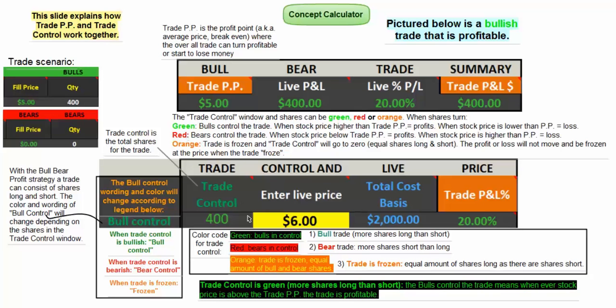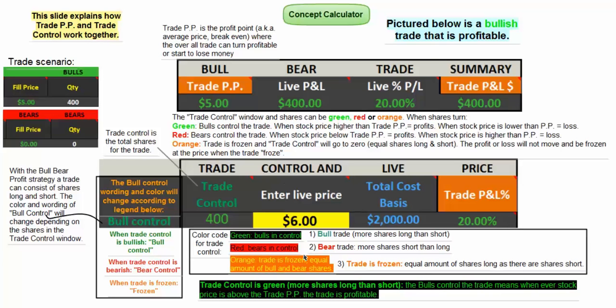You can also note down here the color code for the trade control window. Red means the bears are in control. A bear trade means there's more shares short than there are long. So when the stock price is higher than the profit point, that's going to be a loss in a situation where the bears are in control and this is red. If it's orange, that means the trade is frozen and the trade control will go to 0, meaning there's an equal amount of shares long as there are short. The profit or loss will not move and will be frozen at the price when the trade froze.